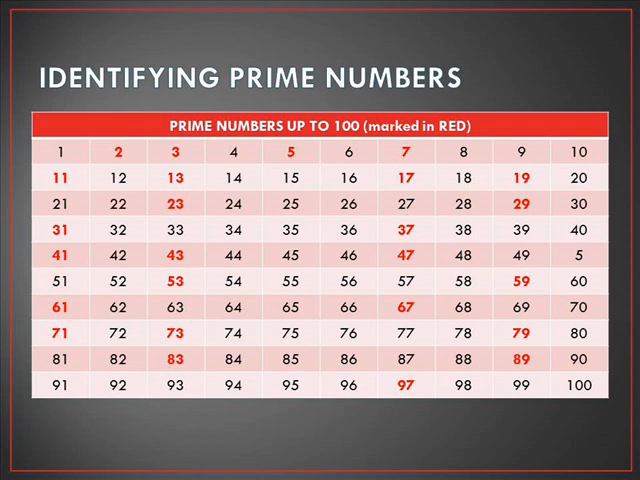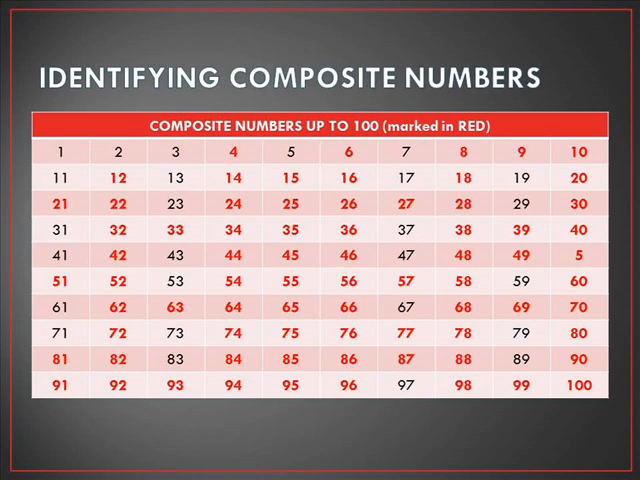Here the prime numbers are marked in red. This chart will help you remember the prime numbers. Now here is a chart that shows composite numbers up to 100. They are marked in red. This chart will help you remember the composite numbers.